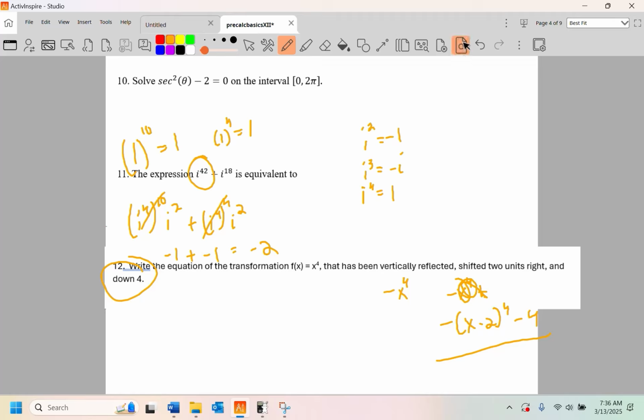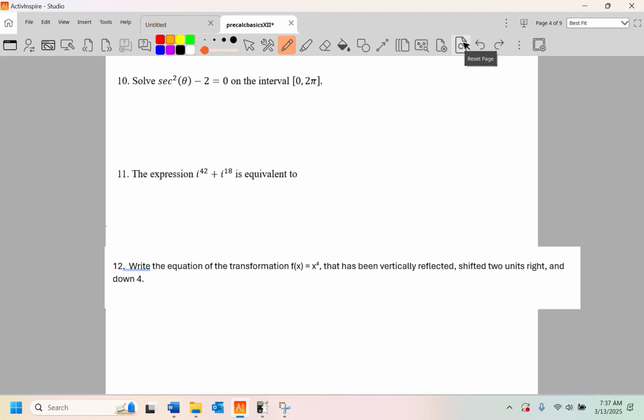All right, moving forward. Number 10, solve secant squared x minus 2 equals 0. If I add 2 to both sides, I'd have secant squared as 2. If I take the square root of both sides, I'd have secant as plus or minus root 2. Now, I know, and you know, that secant is 1 over cosine. They are reciprocals.